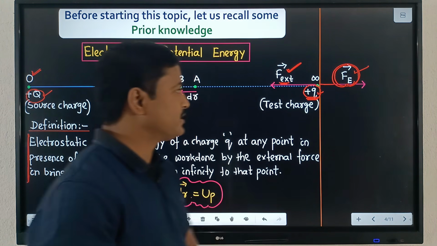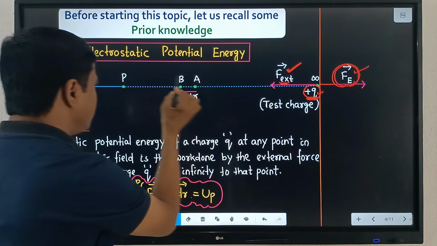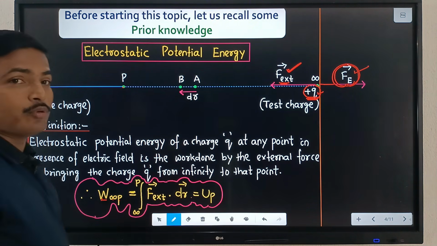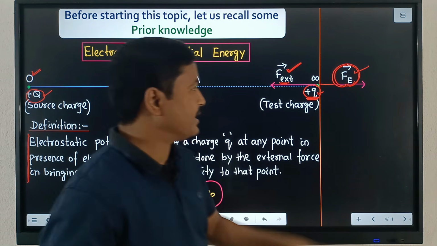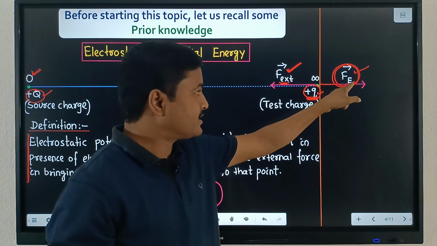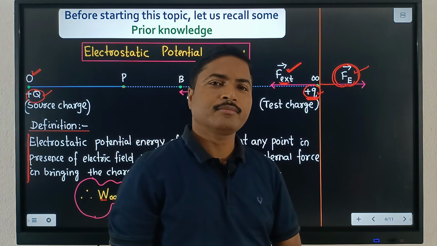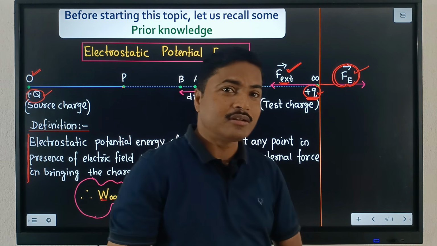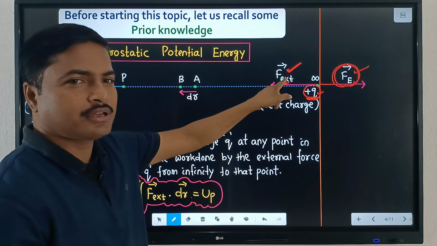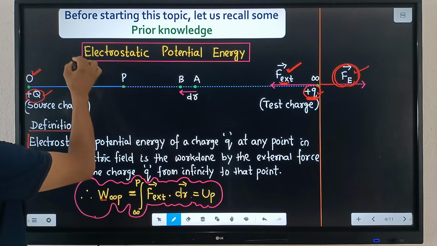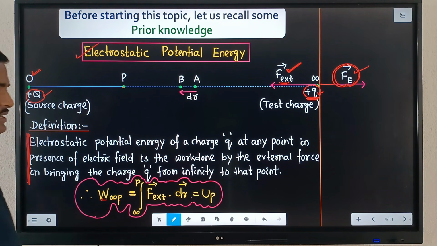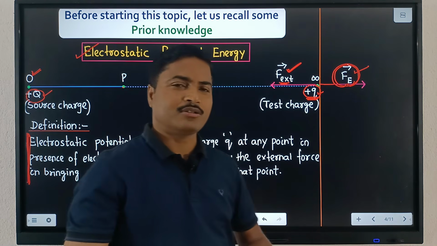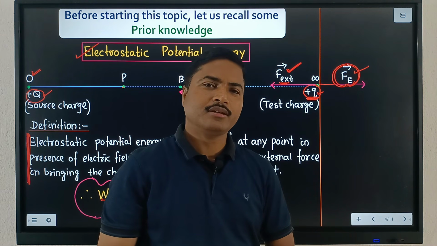If the test charge moves from infinity up to point P, some work is done. Some work is done by this external force against the electrostatic force, and that work done by the external force is known as the electrostatic potential energy. This is the definition of electrostatic potential energy. We have studied this. Clear?